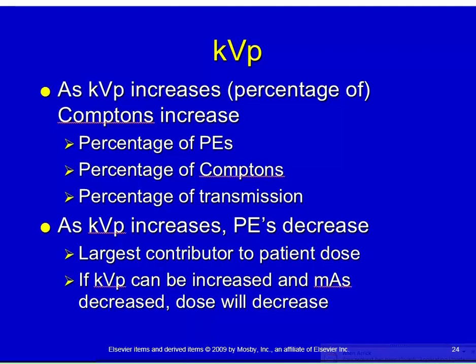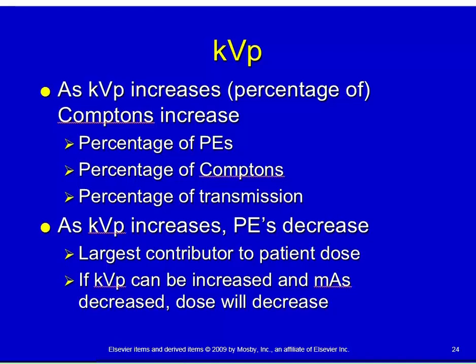So as kVp increases, the percentage of Comptons increase, the percentage of PEs decrease. Really, the absolute number of PEs increase, but the percentage of PEs decreases. And what I mean by that is, again, think about your BREM spectrum. In the BREM spectrum, the average beam energy is only 1/3 of the peak energy. So in a 100 kVp X-ray beam, most of the X-ray photons are going to be at 33 kVp. So 33 kVp doesn't penetrate through a lot of things.